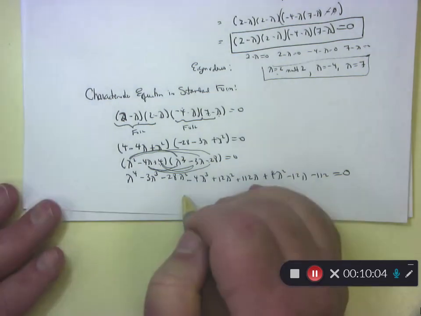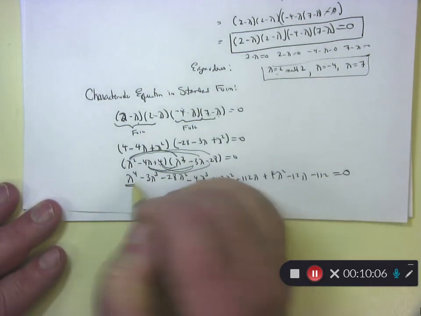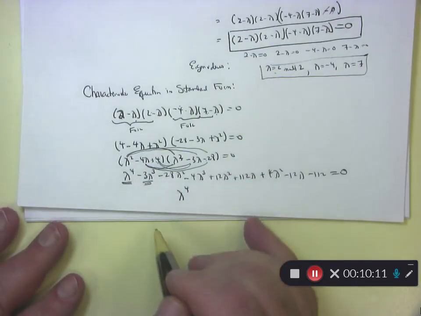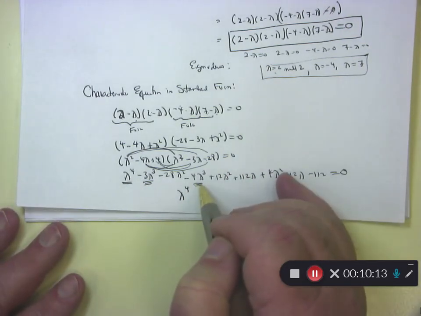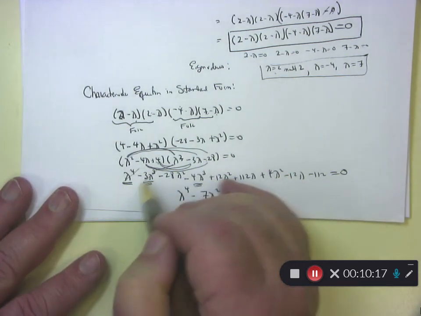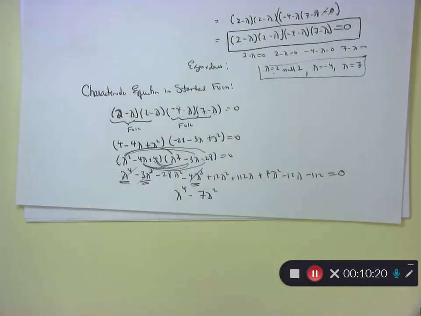And then last but not least, on my awesome foiling method here, I'm going to combine like terms. I got a lambda to the 4th, okay? And I got a minus 3 lambda cubed minus 4 lambda cubed is a negative 7 lambda cubed. And I like to put little lines through them to let me know I've already used those terms.